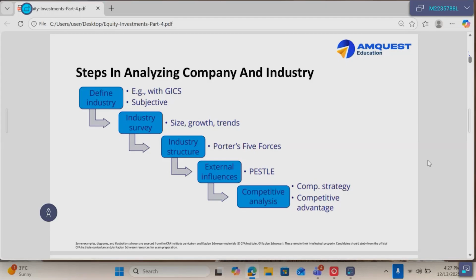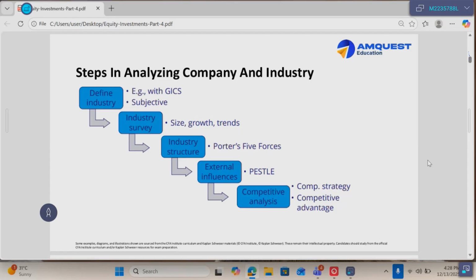Someone will say that there are 11 industries. Someone will say that there are 12. Someone can even say that there are only 5 industries, like we have the service sector, the manufacturing sector, and the agriculture sector. So it is very subjective because everybody will have their own classification.